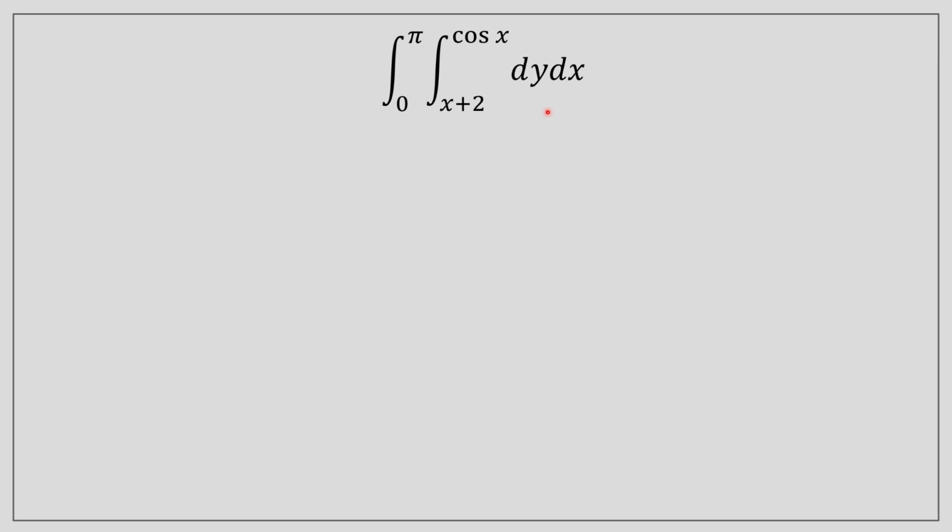In today's video, we're going to take a look at how to solve definite double integrals. The way to solve these is pretty straightforward. It's not difficult, but there are more steps to it. So I'll show you how to do it.